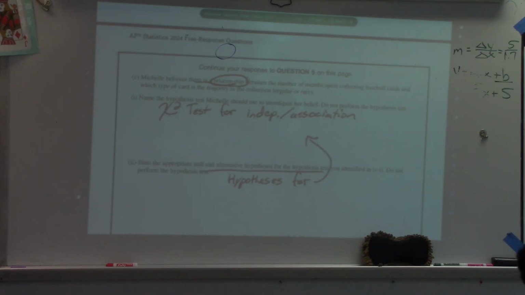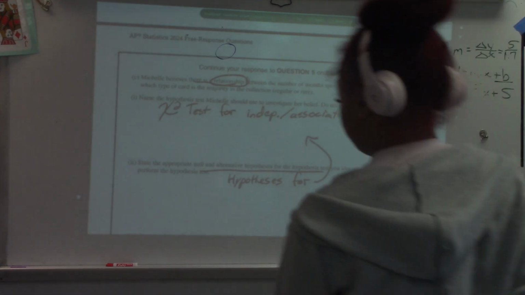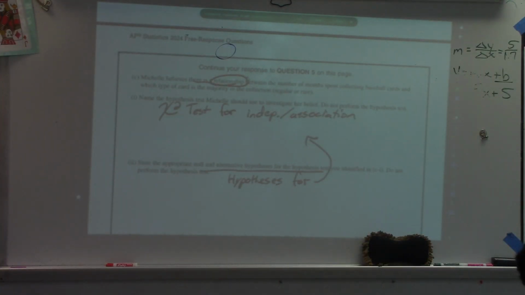Alright, really quick, part C here. Michelle believes there is a relationship between the number of months spent collecting cards and which type of card is the majority. Name the hypothesis test Michelle should use to investigate her belief. Do not perform the hypothesis test. So we already said chi-square test for independence or association. What would the hypotheses here be?